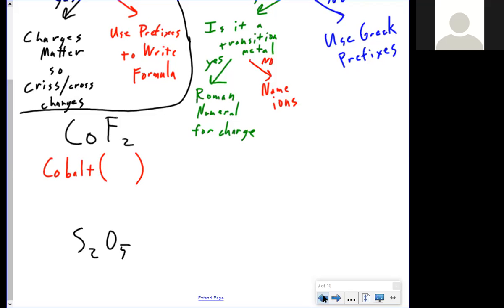But for everything, if it came off the periodic table, you always end in -ide. So instead of fluorine, I'm going to write fluoride. All right, then the only thing I've got left is to figure out what my charge is. Start with the charge you know. The charge on fluorine is group 17, -1.